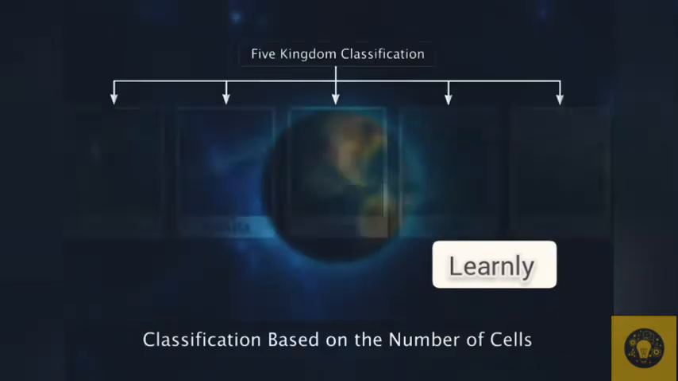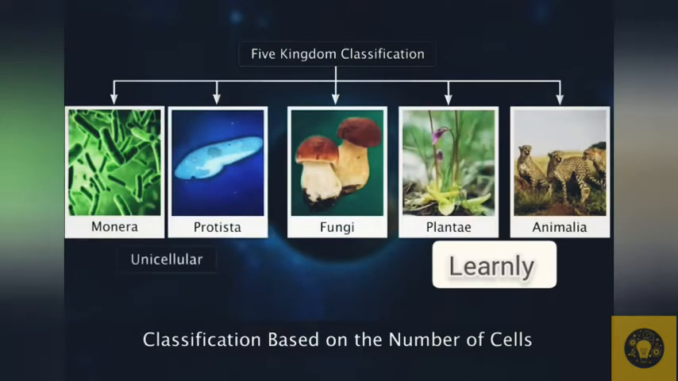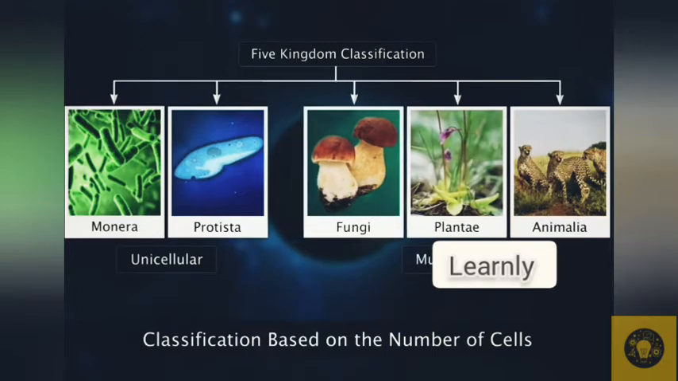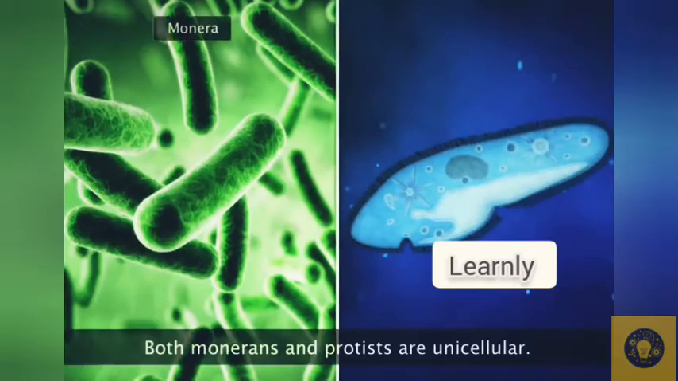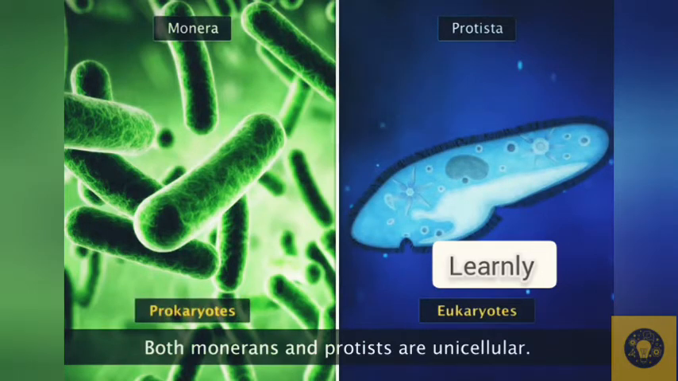In the five-kingdom classification, all unicellular organisms are placed under the kingdom Monera and kingdom Protista, whereas the multicellular organisms are placed under the kingdoms Fungi, Plantae, and Animalia. Both Monera and Protista consist of unicellular organisms. What then is the difference between these two kingdoms? Remember that Monerans are prokaryotes, whereas protists are eukaryotes.